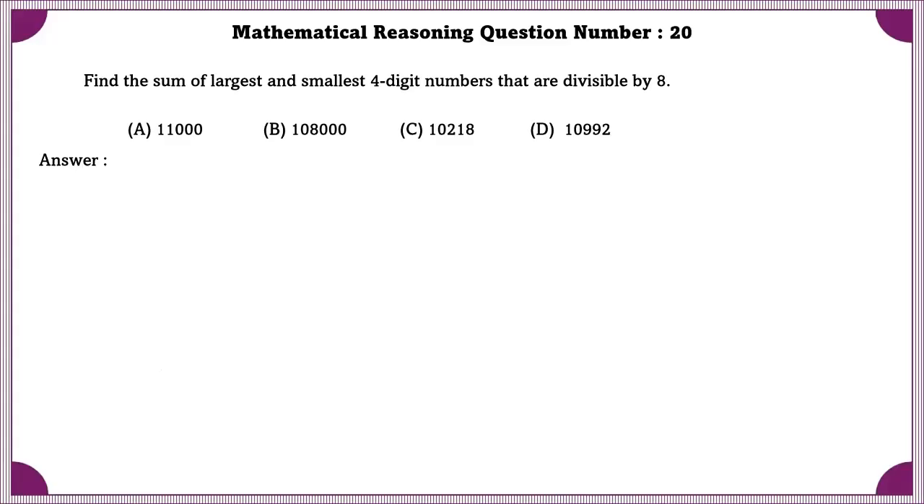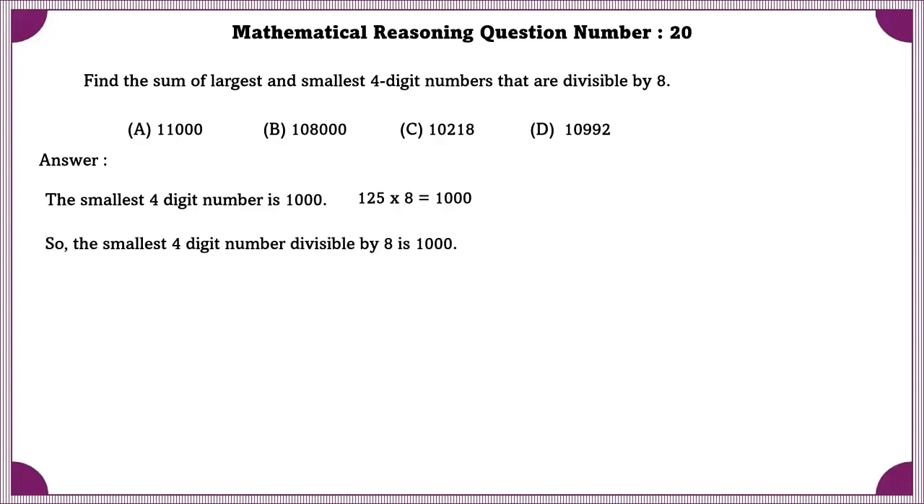Mathematical reasoning question number 20. Find the sum of the largest and smallest 4-digit numbers that are divisible by 8. The smallest 4-digit number is 1000, and 125 into 8 is equal to 1000. So the smallest 4-digit number divisible by 8 is 1000. The largest 4-digit number is 9999.